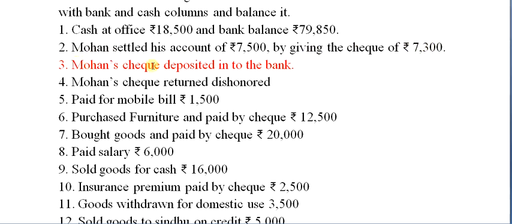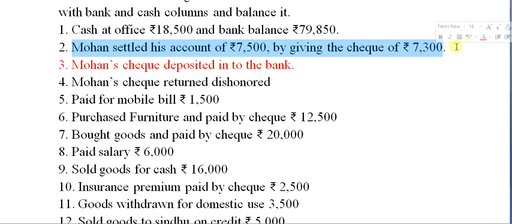Third point, Mohan's check deposited into bank. See here, we have received the check of rupees 7,300, but we have not deposited it on the same date. It has been deposited the next day. So the check received in the second point, 7,300, should be treated as cash, because it is not deposited on the same day.